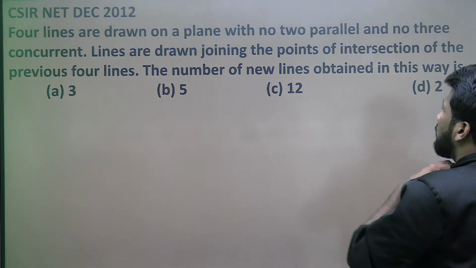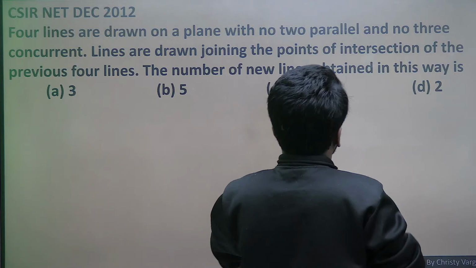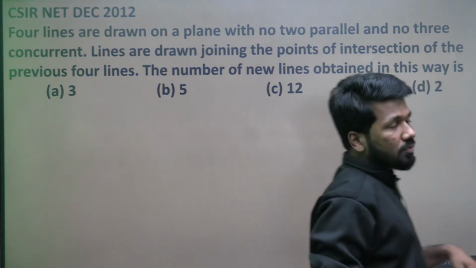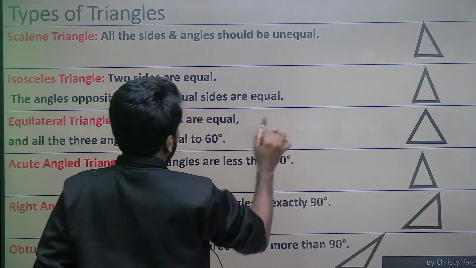So let us start. 4 lines are drawn on a plane with no 2 parallel lines. What is parallel lines? You all know, right? 2 lines are parallel.